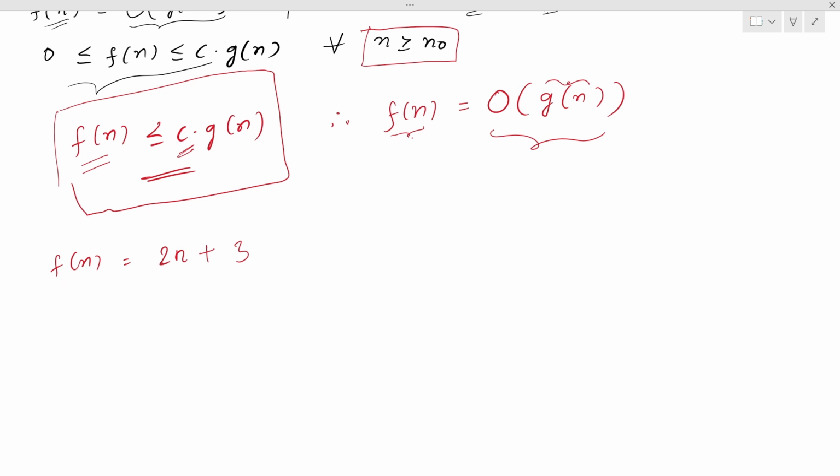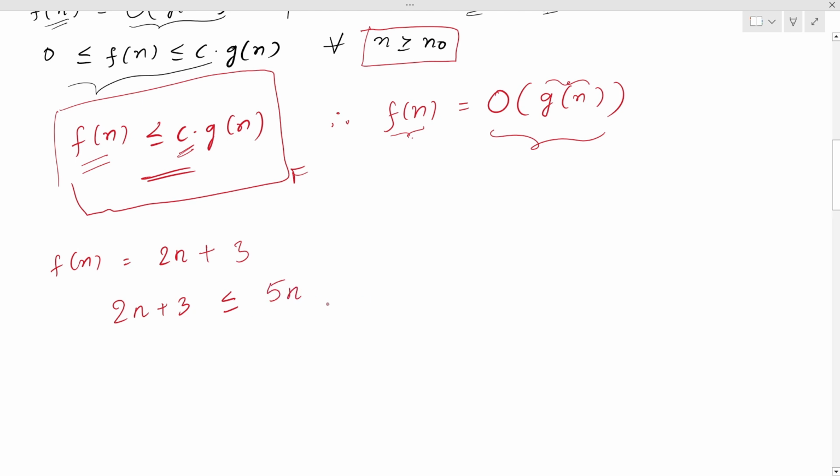So if we take f of n as 2n plus 3, we need to write something like this based on this condition. That means you need to write 2n plus 3 less than or equal to something, right? So what could that something be? There are multiple possibilities. There is not just one possibility; you can write many functions. I can write something like 5n.